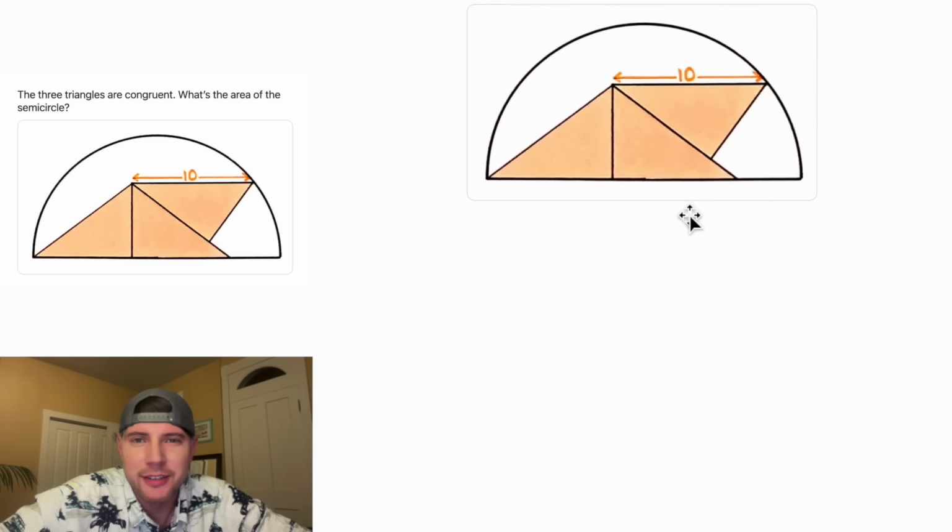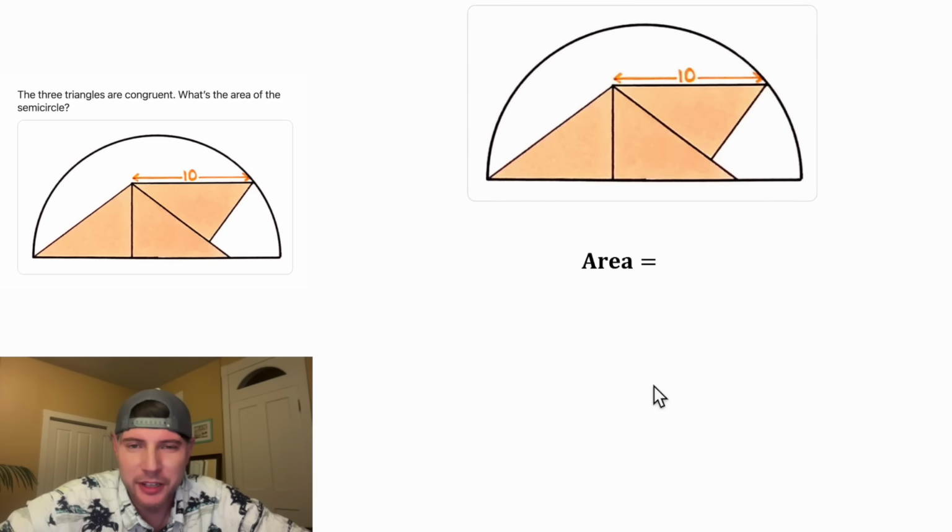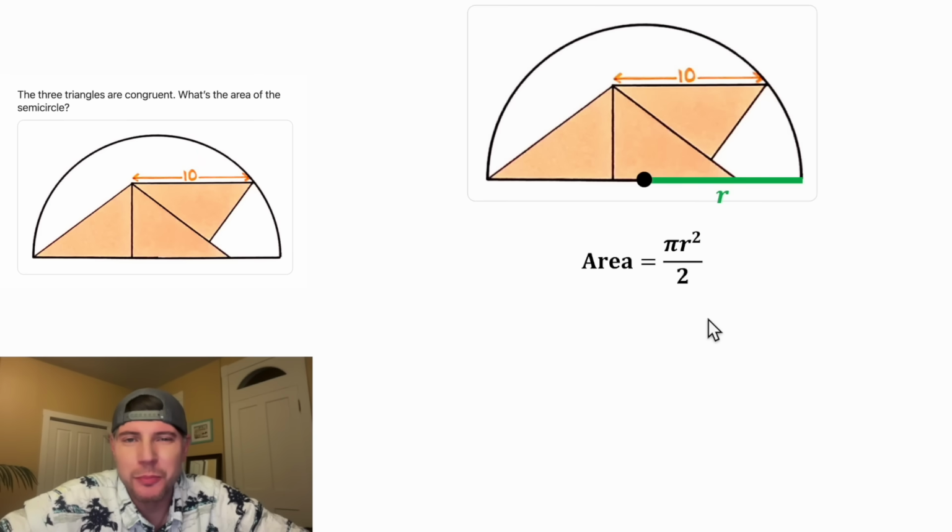I'm thinking I want to start by writing a formula for what we're trying to solve. So let's mark the center of the semicircle and draw this radius here, and let's label it R. We can now write a formula for the area of the semicircle. It'll be equal to pi r squared divided by 2. This looks important. Let's put a box around it. And now we got to solve for R.